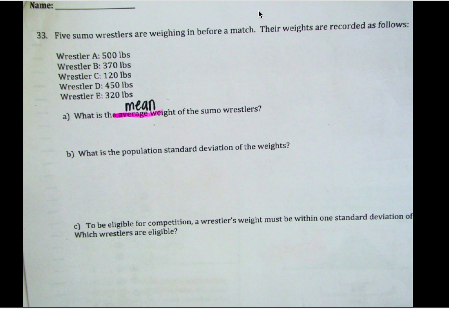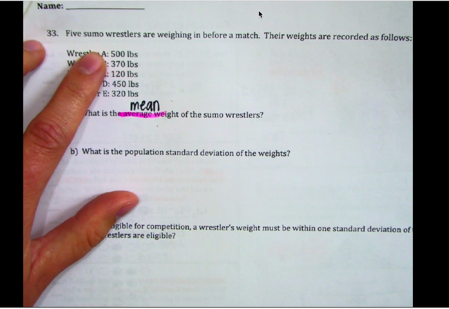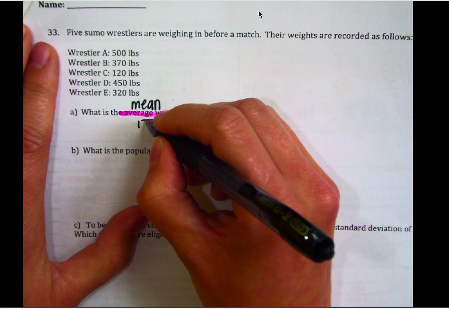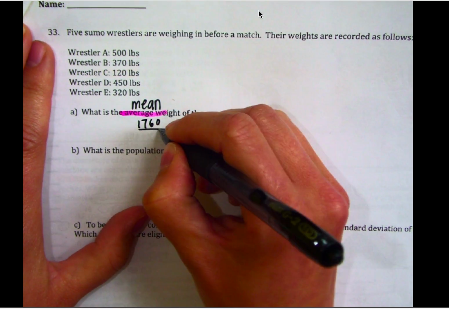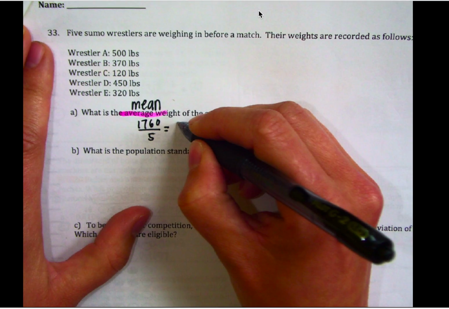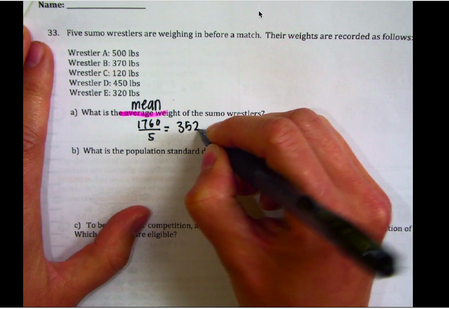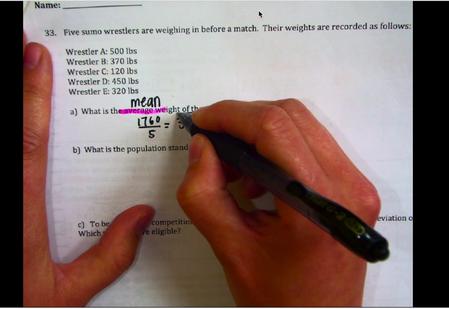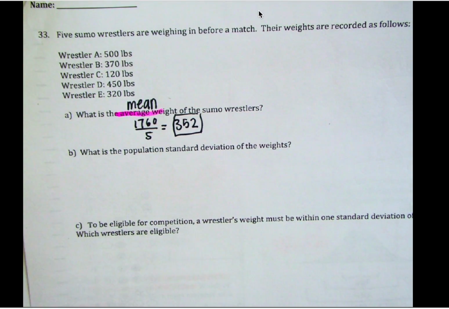I'm not going to write this one out for you guys because it's been a long video. I'm going to add all these values and then I'm going to divide by the number of values, so I'm dividing by 5. So when I add them, I get 1,760. I'm going to divide them by 5 and I get 352. So our mean or our average is 352 pounds.